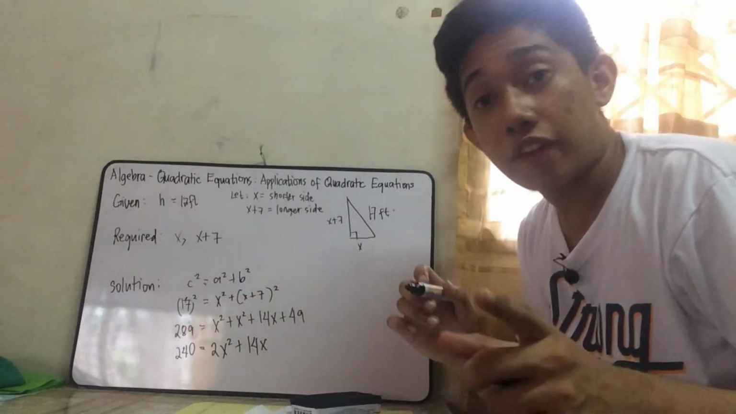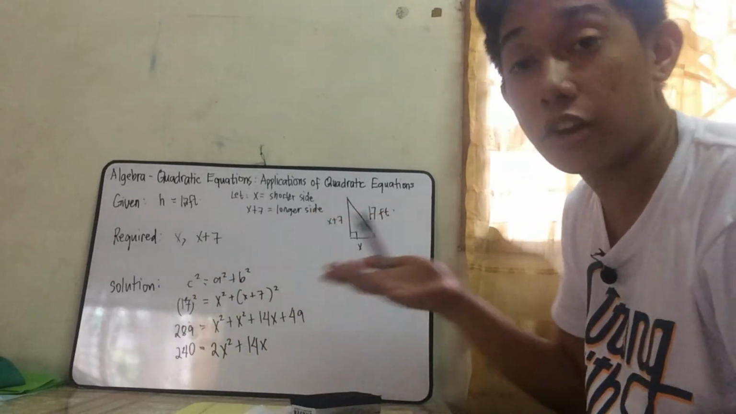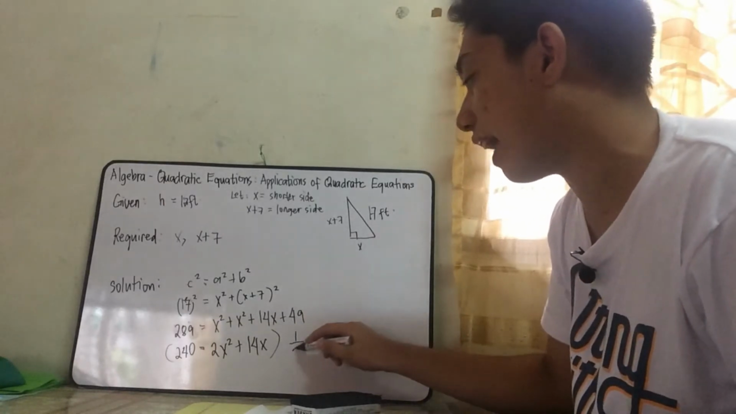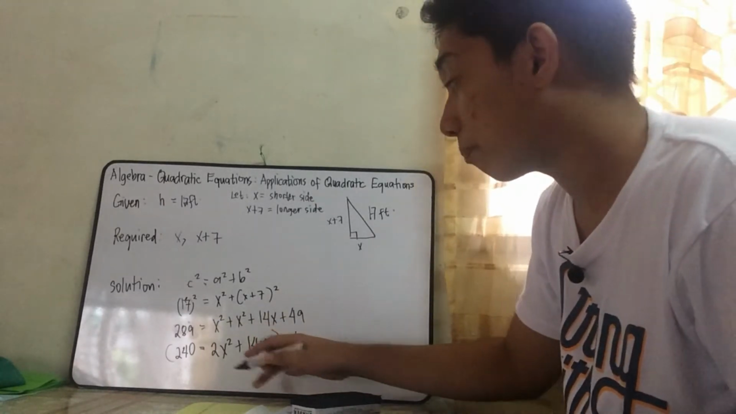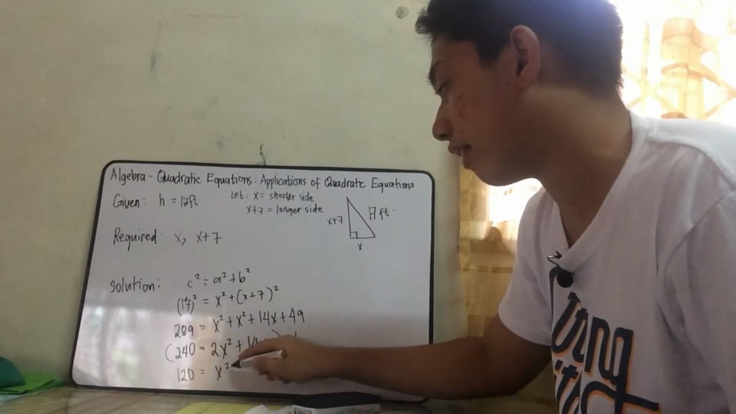Then, we look for common factors in both sides. We will eliminate the common factor. Their common factor is 2, so we divide all by 2. This becomes 120 is equal to x squared plus 7x.